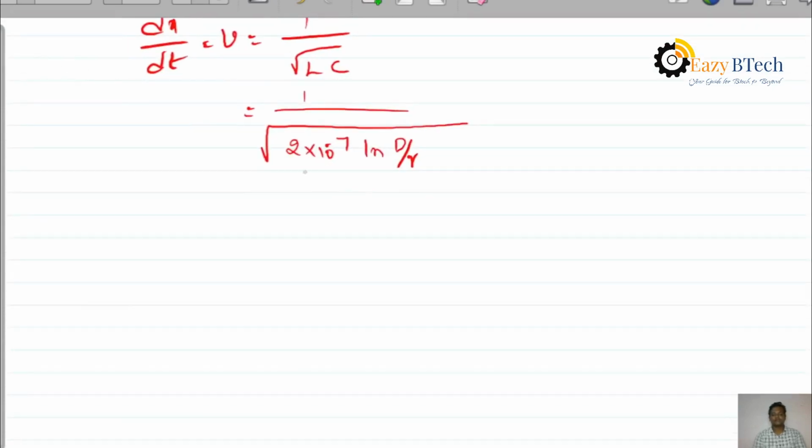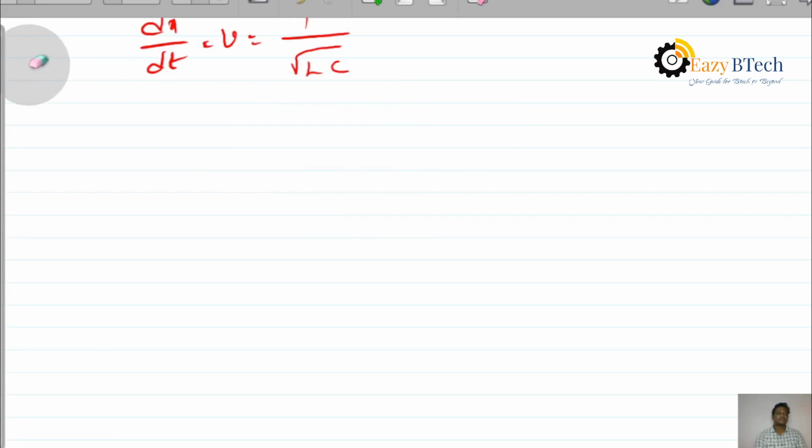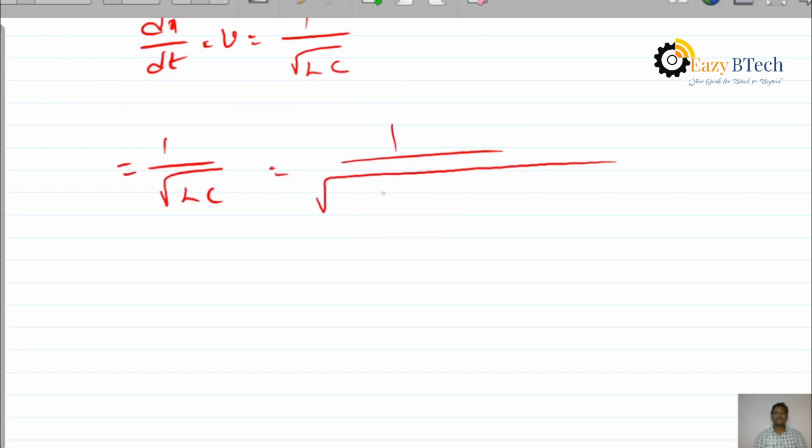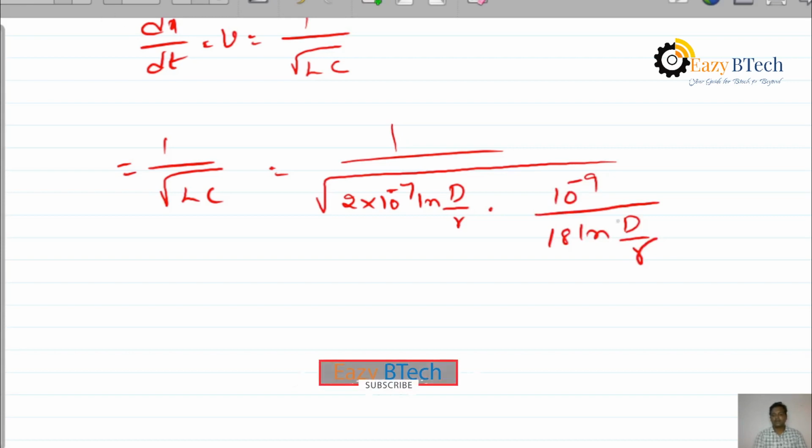multiplied by 10 power minus 9 divided by 18 ln D by r. Sorry, it is not divided by, I am representing it as 1 by root LC. It equals root of the L value for the overhead transmission line, 10 power minus 7 ln capital D by R, into C. C is 10 power minus 9 divided by 18 ln D by R. D by R gets cancelled.